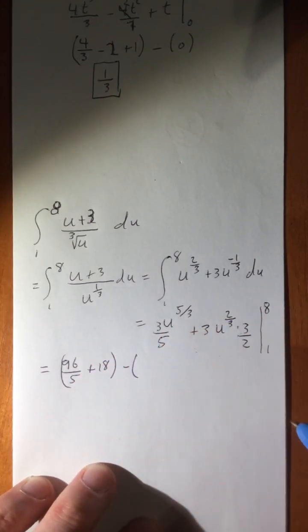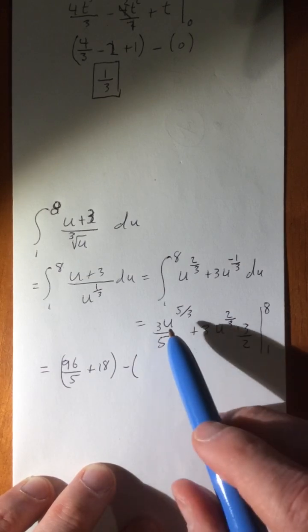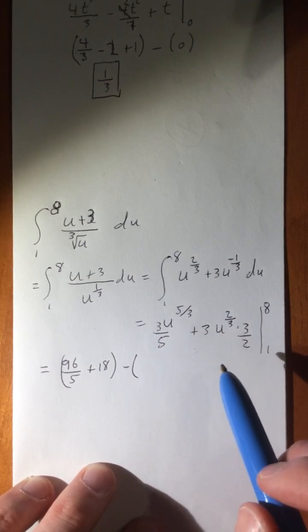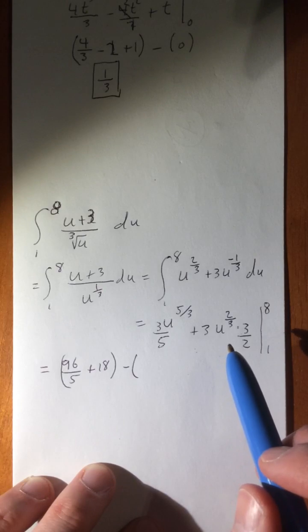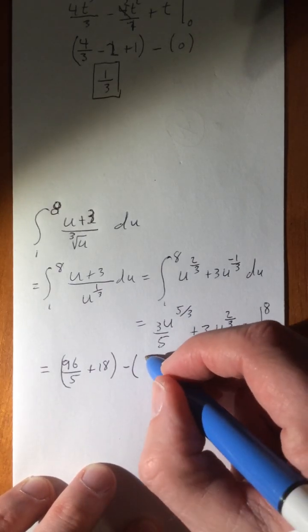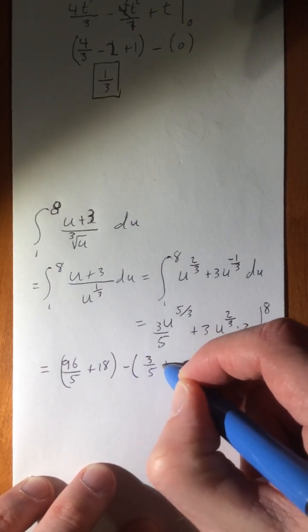And then we'll subtract. We're just going to plug in 1 here and here. So we get 3/5 plus 9/2.